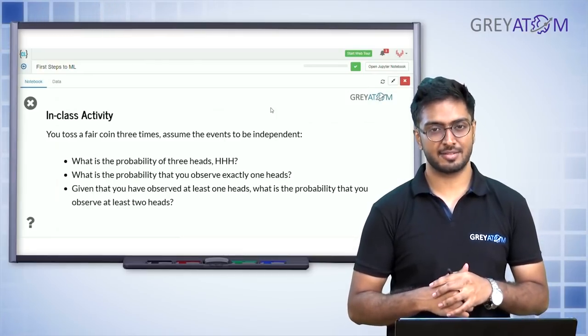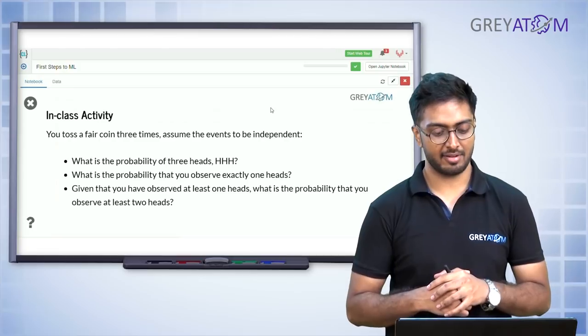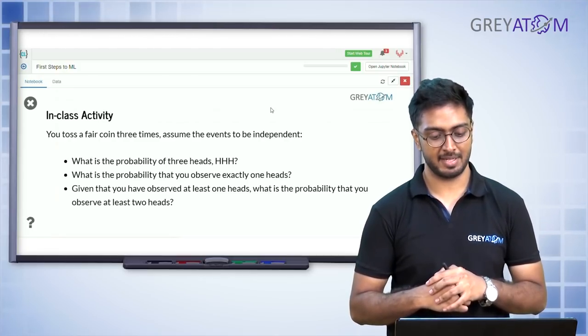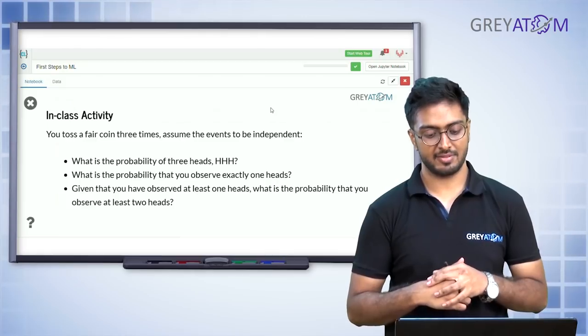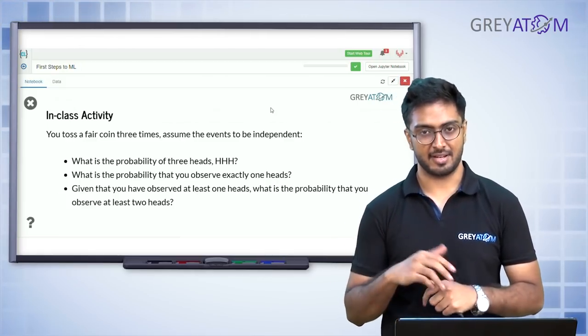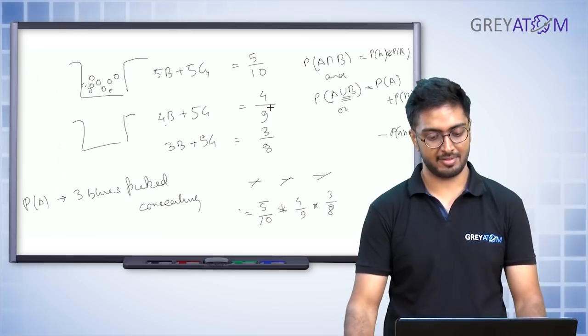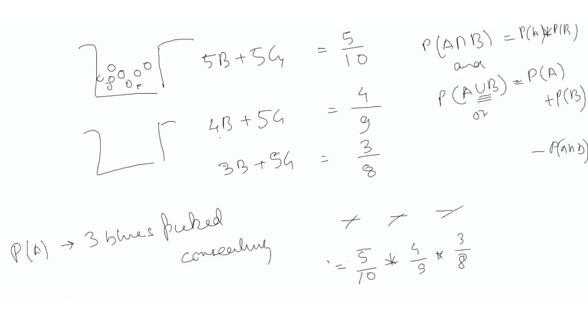Now let's do a class activity: you toss a fair coin three times. Let's assume the three events to be independent. What is the probability of each of those three heads? Let me draw this up for you. If you toss your coin three times, the first time it could be H, the next time it could be H, and it could be H as well; it could be H, T, H; it could be H, T, T; H, T, H; H, H, T, and so on and so forth.